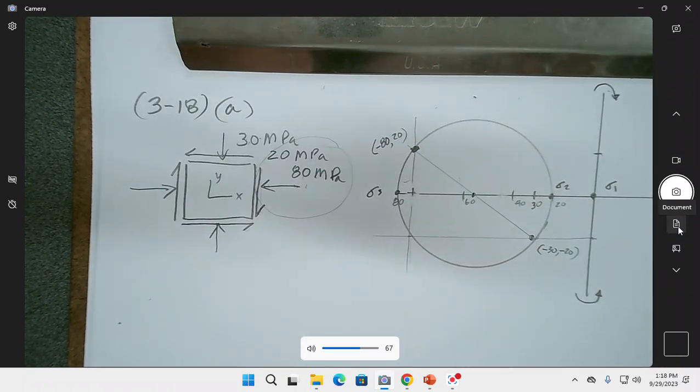How do I know that? When it's 2D, one of them always has to be 0, right? So Kyle says exactly right.